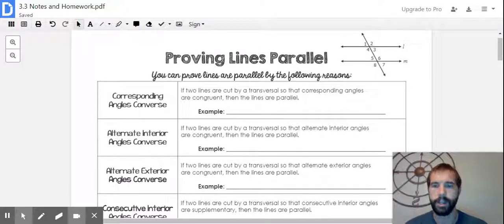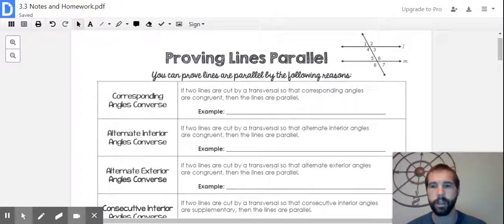Hey everybody, in today's video we're going to be proving that lines are parallel. In the previous lesson we were told that if lines are parallel, then corresponding, alternate interior and alternate exterior angles are congruent and consecutive angles are supplementary. But in this case we need to prove that the lines are parallel with these converses of the previous theorems.